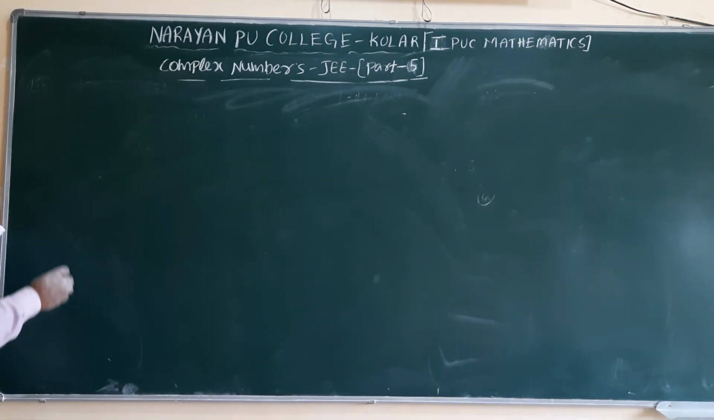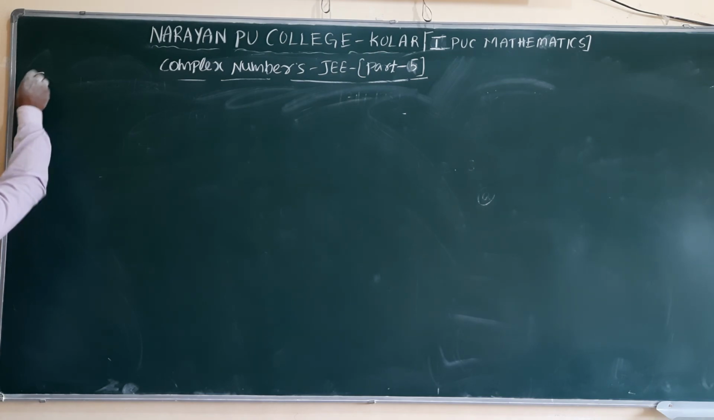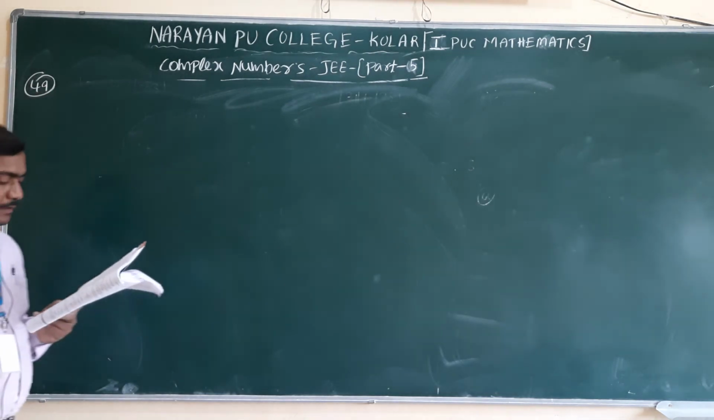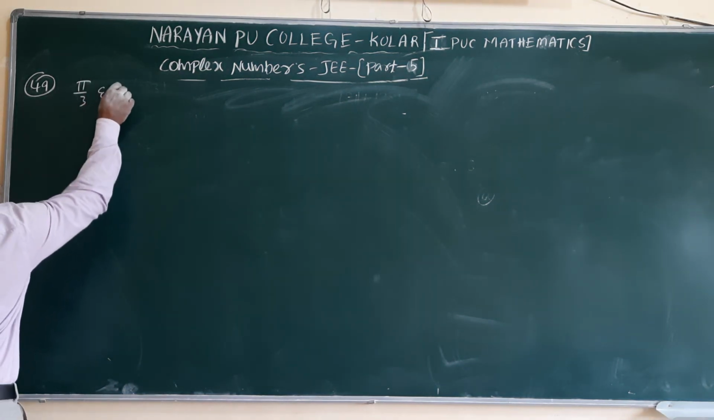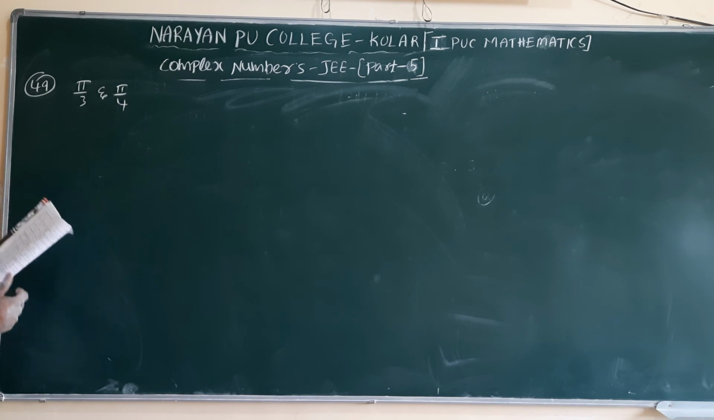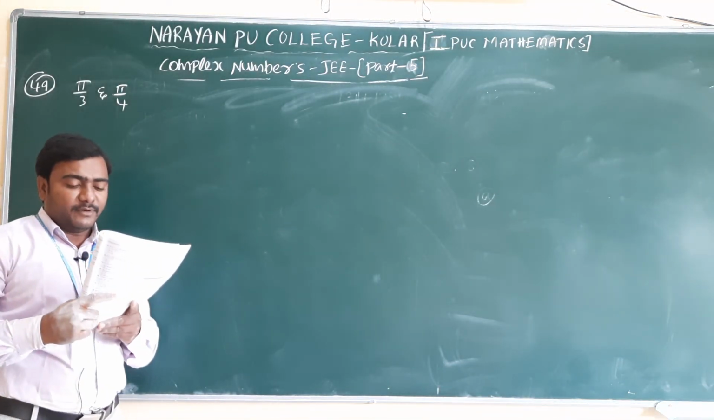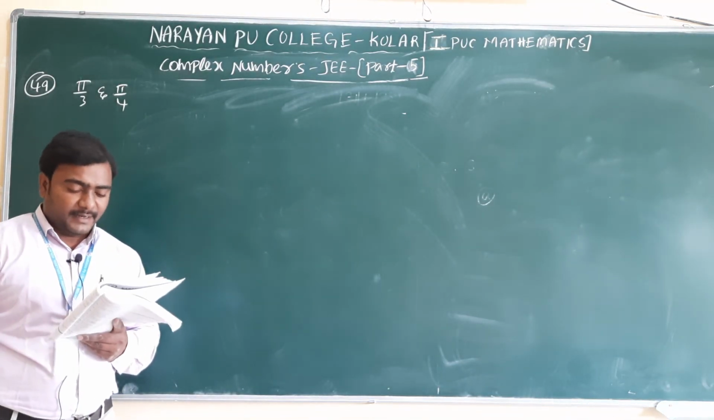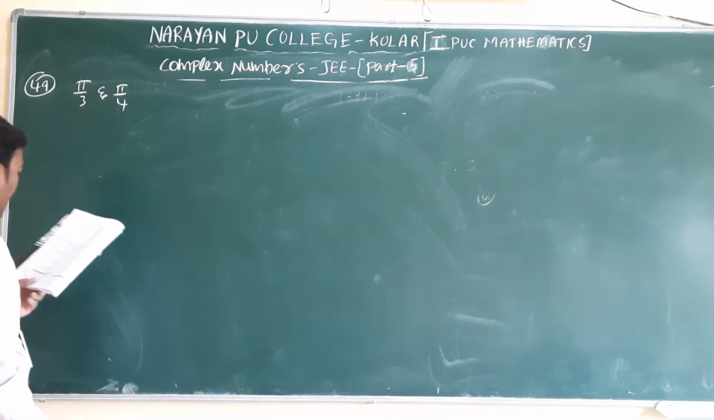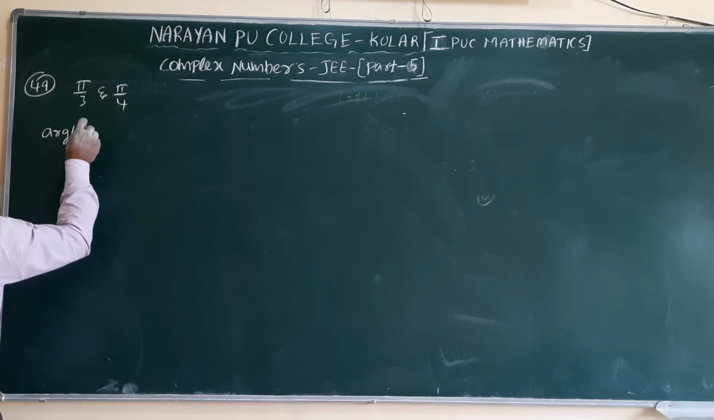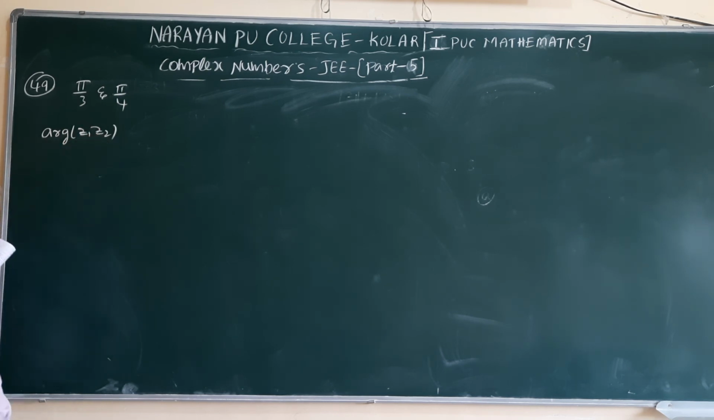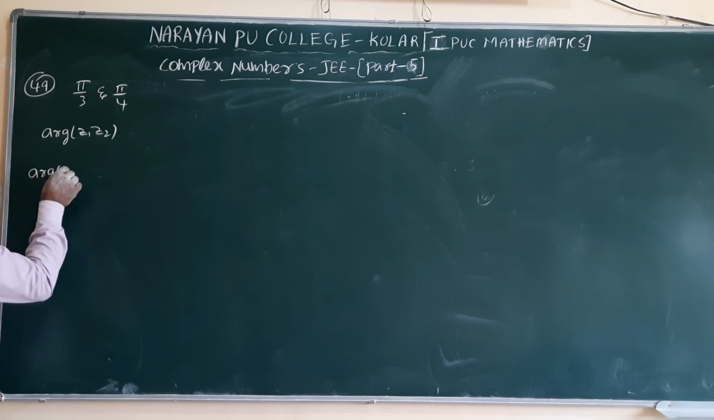Question number 49. If pi by 3 and pi by 4 are arguments of z1 and z2 bar, then find the value of argument of z1 z2. Here, the given argument of z1 is equal to pi by 3.